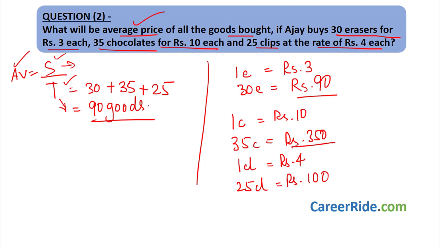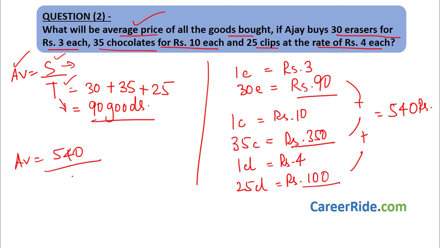So how much is the total amount spent by Ajay? How much did Ajay spend? What is the sum of the amount which Ajay spent? 90 plus 350, right, plus 100, that is 350 plus 100 is 450 plus 90 is 540 rupees. So what would be the average? Sum divided by total, right? That gives us 6 rupees. So average price of all the goods bought is 6 rupees.